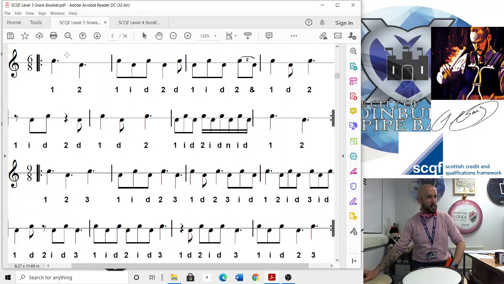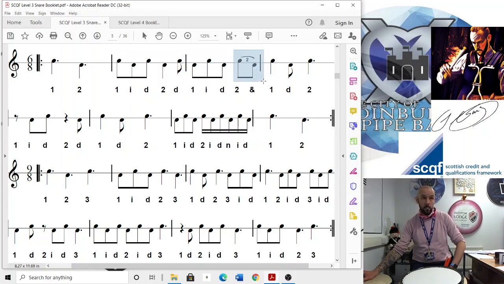So 6/8. Alright, so we know that compound time is divisible by 3. I'm going to divide that number by 3. I get the amount of beat notes. So it's 2. 1, 2. 1 a day, 2 day. And we're into compound time now. So remember before when it was crotchet quavers, it was 1 and, 2 and. Like that. 1 a day, 2 day, 1 a day, 2 and.